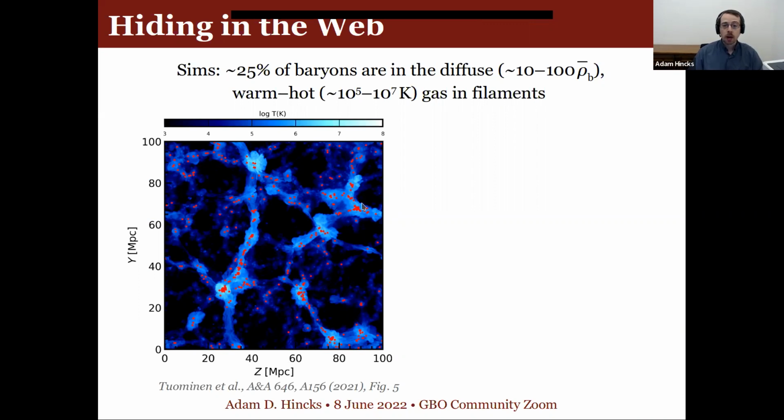just difficult to observe. And in particular, about 25% of all the atoms in the universe live, we believe, in cosmic filaments. So this is a simulation of gas in the universe, and you can see this so-called cosmic web. You get clusters of galaxies in the knots of this web, but then you have these filaments. There'll be dark matter filaments here, but around a quarter of the baryons lie along these filaments in this kind of diffuse, so-called warm-hot state. So 10 to 100 times the cosmic mean, 10^5 to 10^7 Kelvin. And this makes them hard to see.